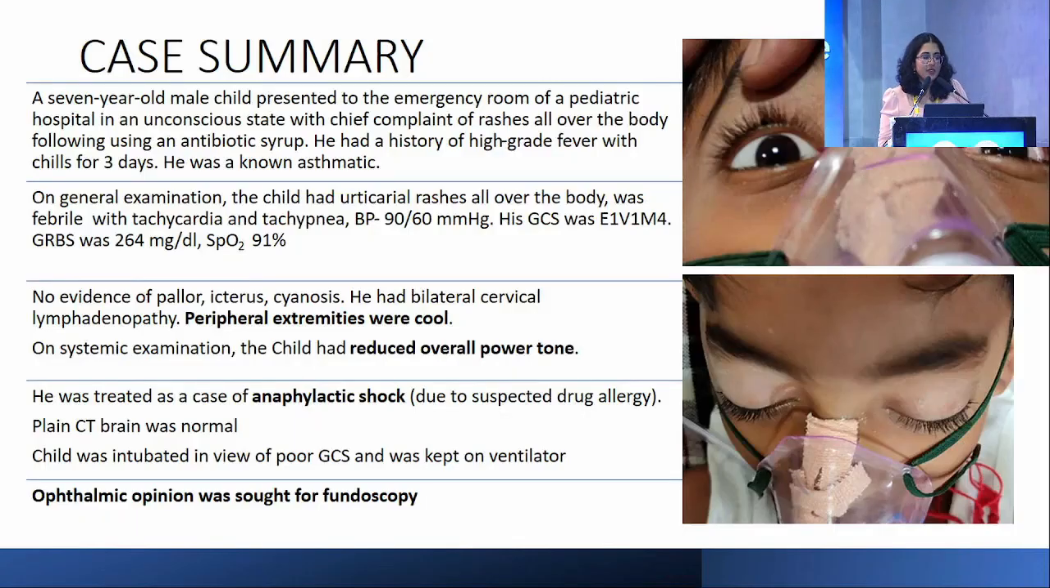So we had a 7-year-old male child presenting to the emergency room of a pediatric hospital in an unconscious state with chief complaints of rashes all over the body following the use of an antibiotic syrup. He had a history of high-grade fever with chills for 3 days. He was a known asthmatic.